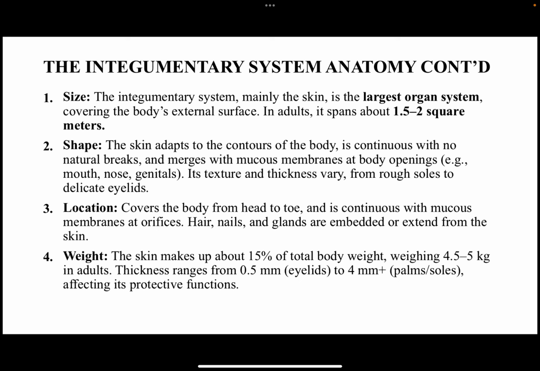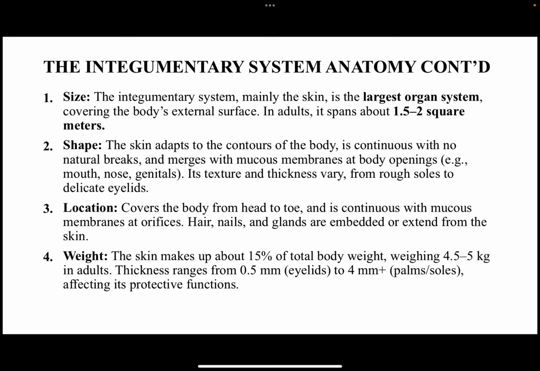In terms of thickness, the thickness of the skin varies in certain areas. For example, if you look at the soles of your feet and your palms, you can see the skin is very thick as compared to the skin in other parts of your body. And when you check the skin covering your eyelids, it is very, very thin as compared to the other areas.